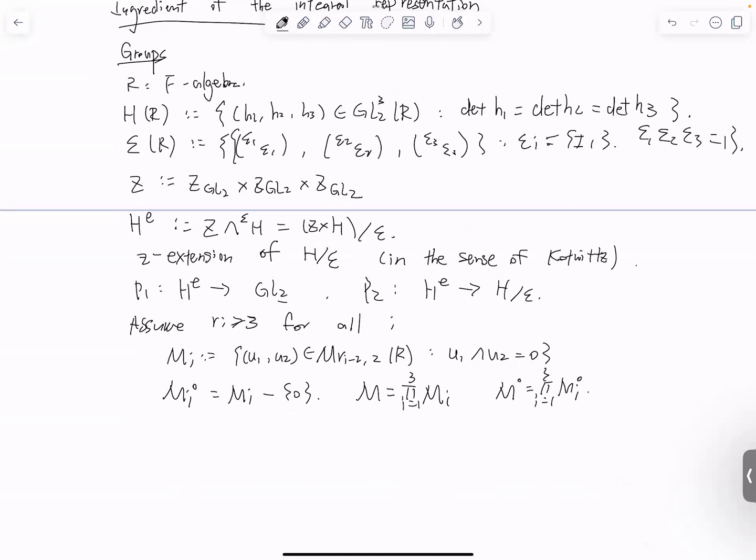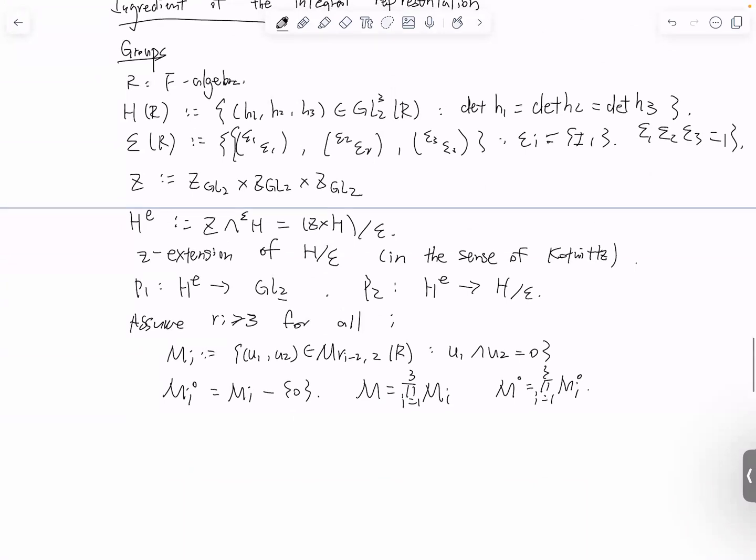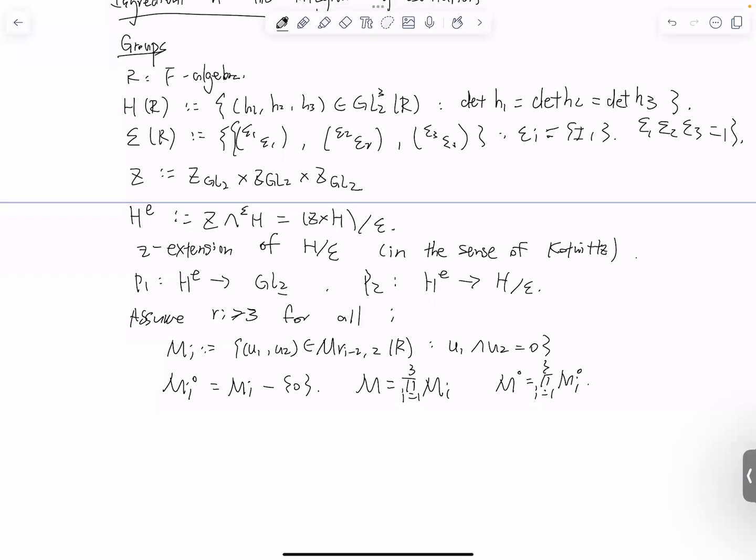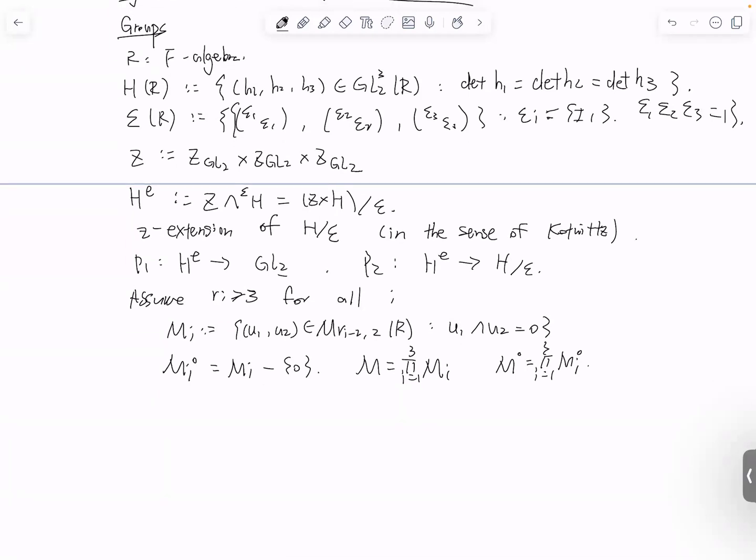Okay, so these are the groups involved. Of course, there are GLR and GLR minus 2 groups that I will not mention here.